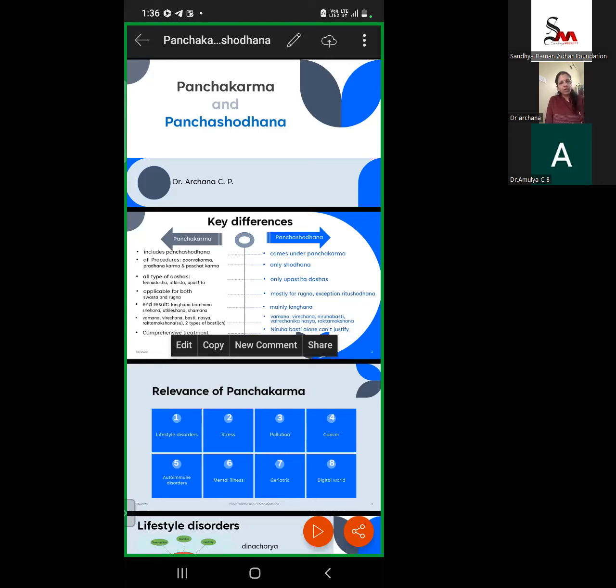So why don't we use the word Panchashodhana when we refer to treatments in Ayurveda? We only say we have a Panchakarma center, you can go for Panchakarma treatment. We never say Panchashodhana, right? To know further about Panchakarma, we should know the basic difference between these two words. So let us start with that. In this slide, you can clearly see the difference.